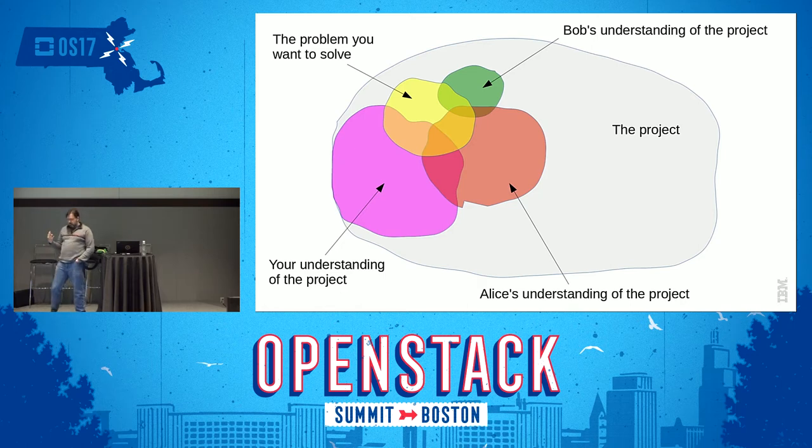People often describe this as seeing different parts of the elephant, right? Some of it looks like a tree, and some of it looks like a rug, and some of it looks like a snake. But without that common understanding, when words don't mean the same thing, there's no way you can make forward progress.